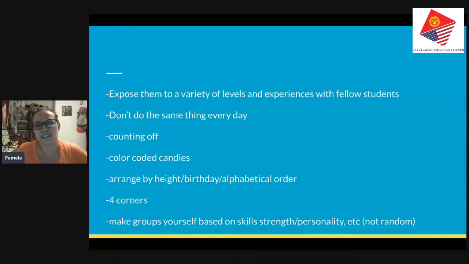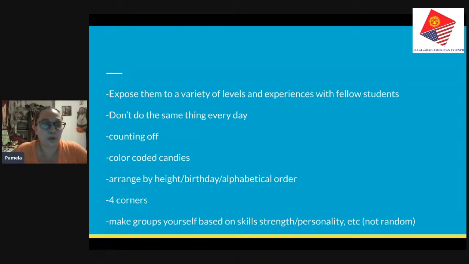Alphabetical order is a little easier because everybody knows their name. But those things are a fun activity to do as kind of a warm-up. And then you can say, okay, the first 4 at the end here, you're a group. Second 4, you're a group together. Third, you're a group. And then now, again, it's random. They're working with people at different levels.